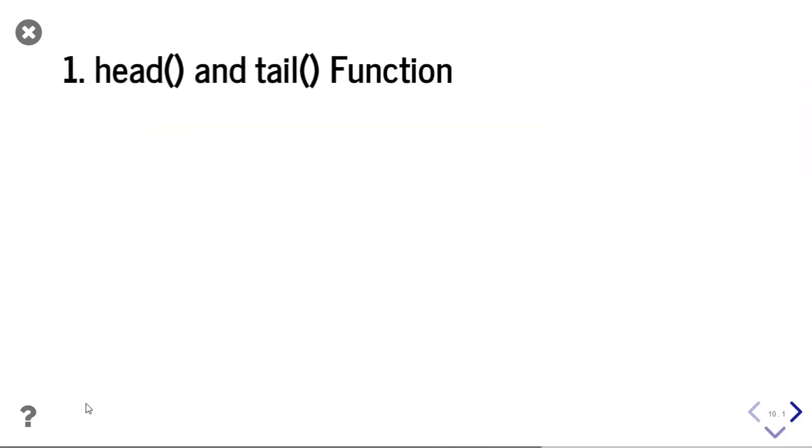So we will start with head and tail functions. Head and tail functions, as we have seen in series operations, head is used to get the 5 rows from the top of the data frame and tail is used to get the bottom 5 rows from the data frame. So this is default 5 rows and we can change it according to our need.